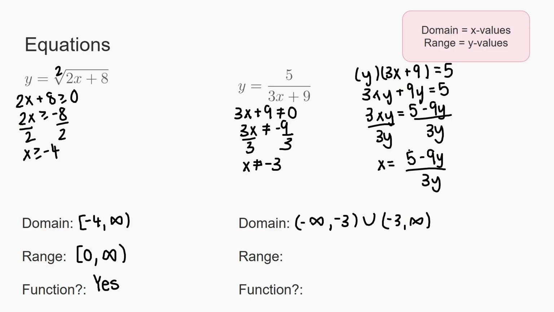And as you can see here, now we have things in terms of y. And as you can see, we can't divide by 0 on the bottom like last time. So 3y cannot be equal to 0. So y cannot be equal to 0. As a result, our range is going to be anything from negative infinity to 0, not including 0, and 0 to positive infinity. Our domain is everything but negative 3, and our range is everything but 0.